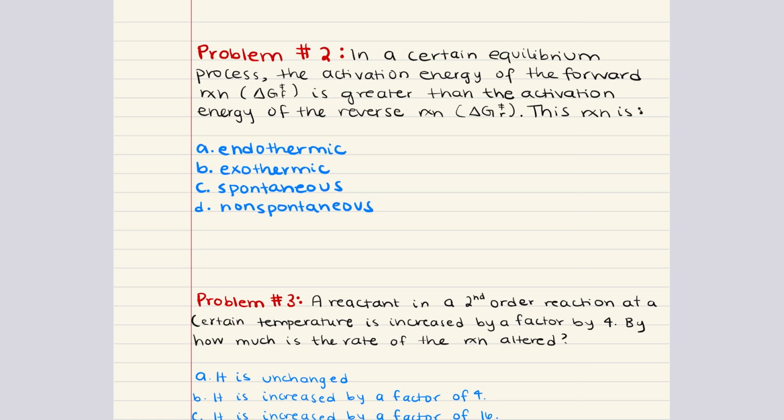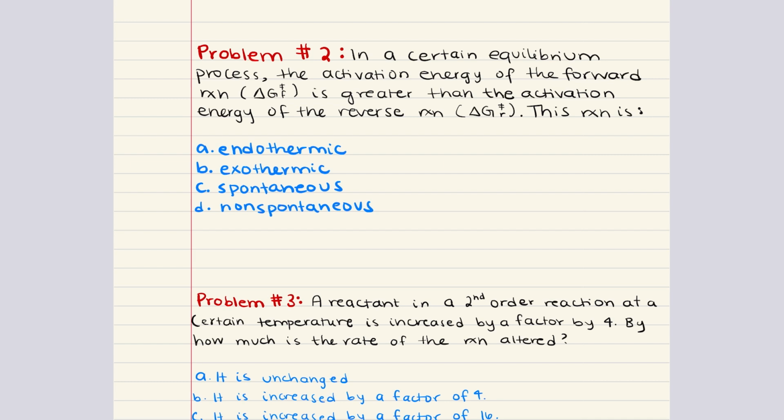Problem 2 says, in a certain equilibrium process, the activation energy of the forward reaction is greater than the activation energy of the reverse reaction. So we're relating delta G for the forward reaction versus delta G for the reverse reaction. This reaction is blank. Is it endothermic, exothermic, spontaneous, or non-spontaneous?